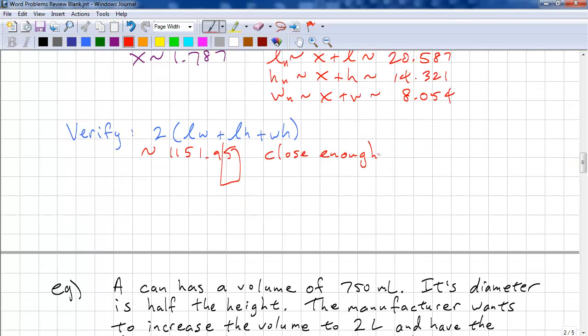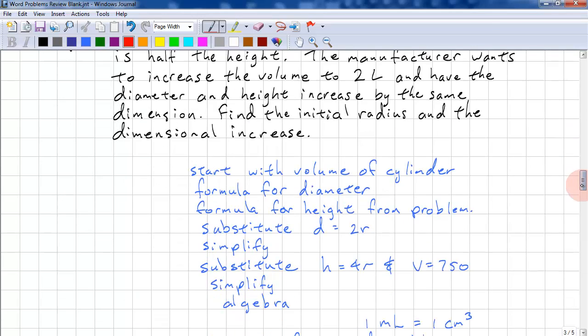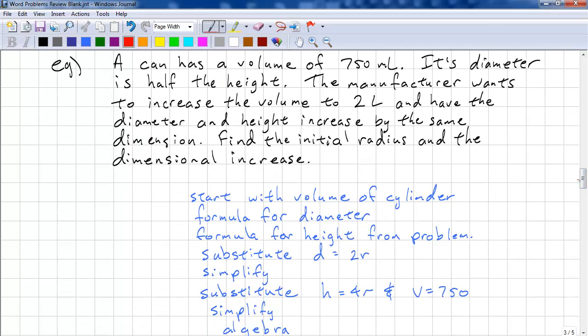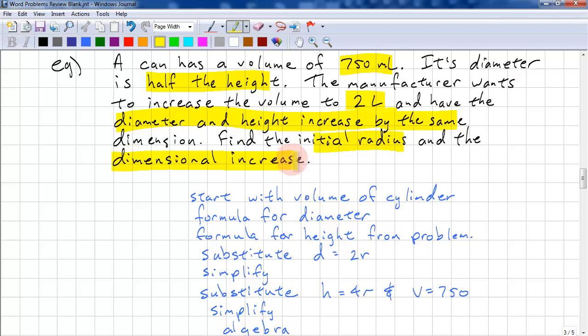Let's look at one more example. A can has a volume of 750 milliliters. Its diameter is half the height. The manufacturer wants to increase the volume to 2 liters and have the diameter and height increase by the same amount. Find the initial radius and the dimensional increase.